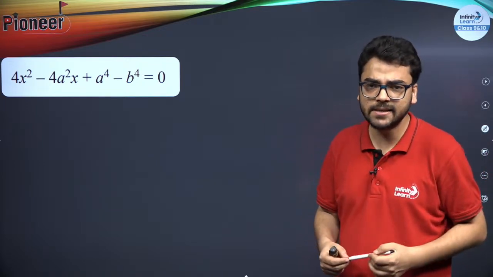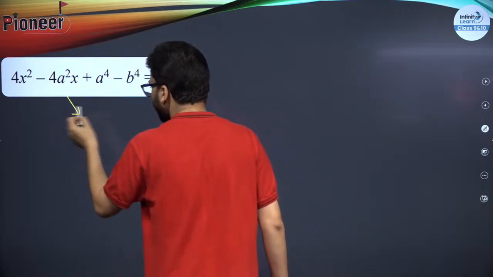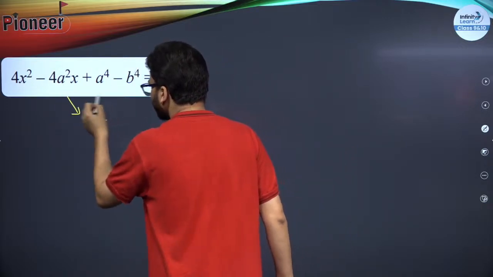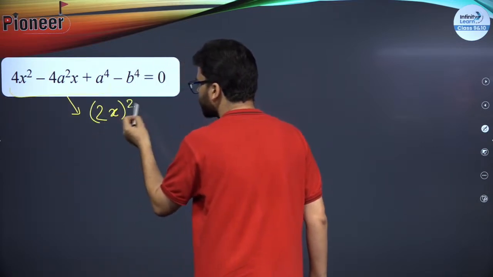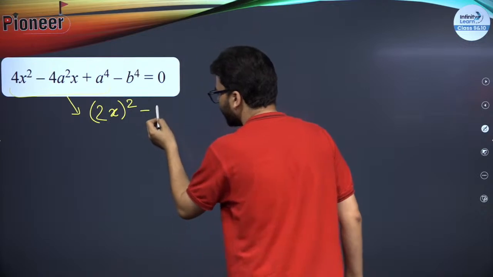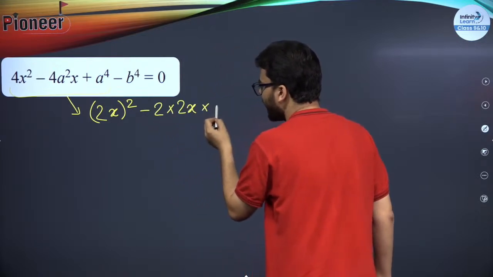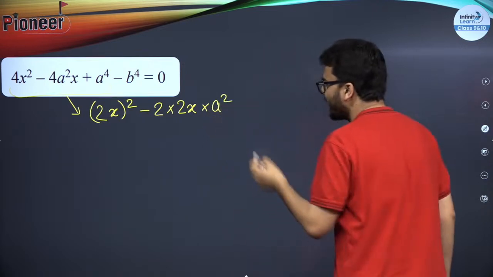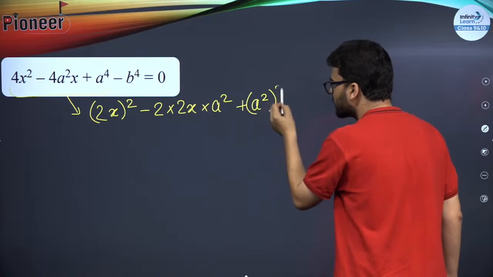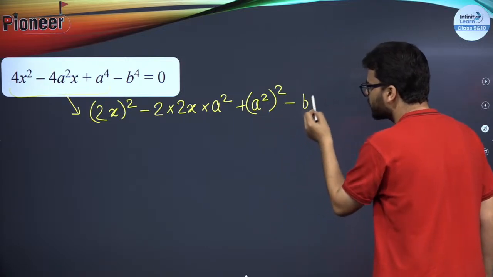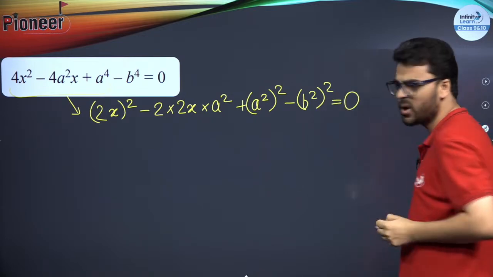Okay, so basically this question is also the same. I mean, very small difference is there. 4x square can be written as 2x the whole square, guys, minus 2 into 2x into a square. Can I do like this? And a raised to the power 4 can be written as a square the whole square, minus b raised to the power 4 can be written as b square the whole square, and that is equal to 0.